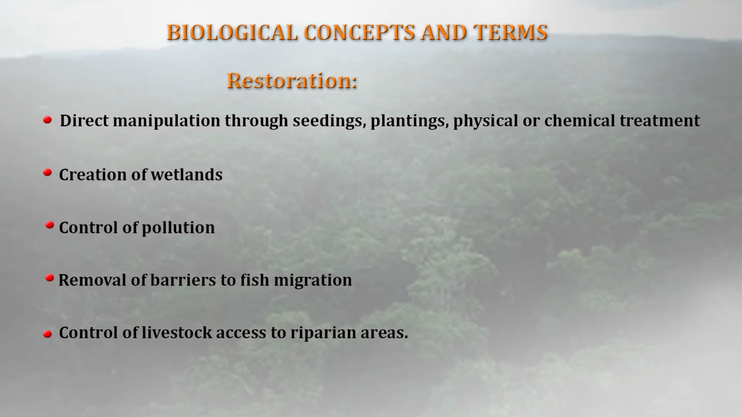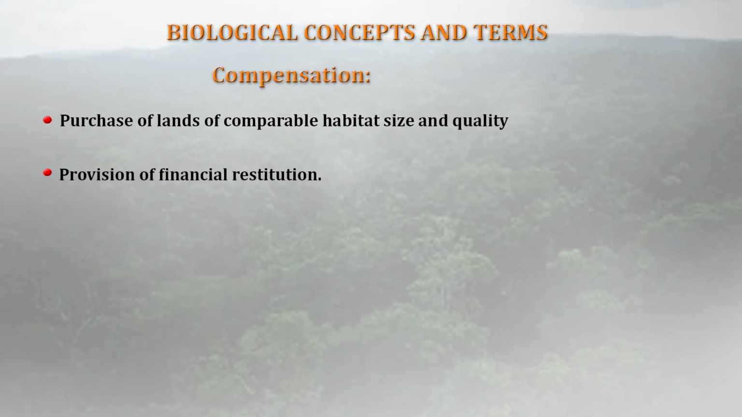Restoration. There can be direct manipulation through seedings, plantings, physical or chemical treatment, creation of wetland, control of pollution, removal of barriers to fish migration, control of livestock access to riparian areas. Compensation. Purchase of lands of comparable habitat size and quality, provision of financial restitution.